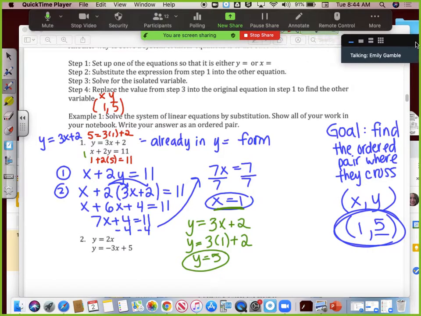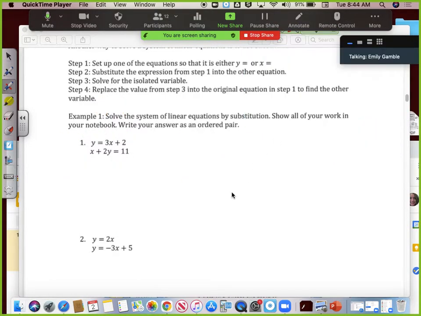Let's try number 2 together. So in number 2, we're doing the same process. We're solving this by substitution. Step 1 for the substitution step is to set up one of the equations so that it's either y equals or x equals. Well, actually, both of the equations in number 2, if you see here, they're both set up, and they already have y equals, so we don't have to worry about step 1. We can just move down to step 2.